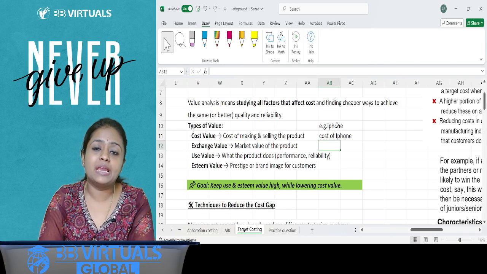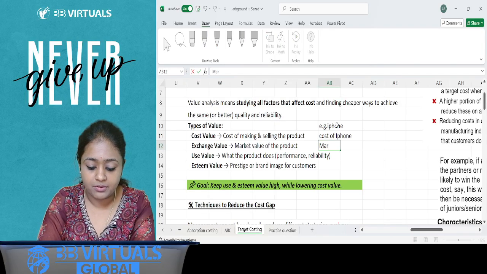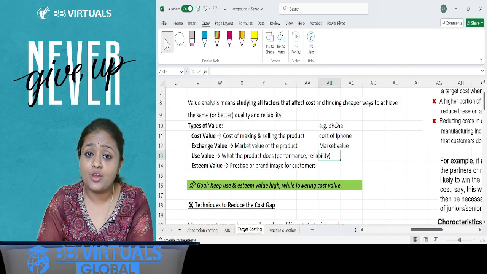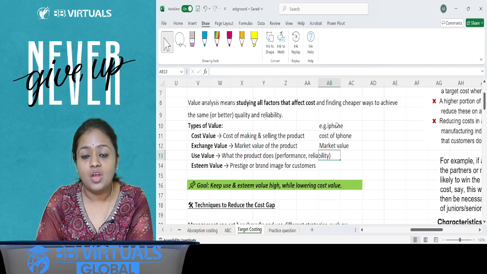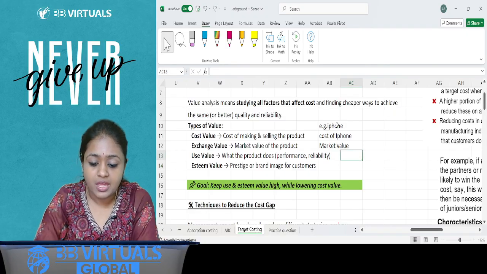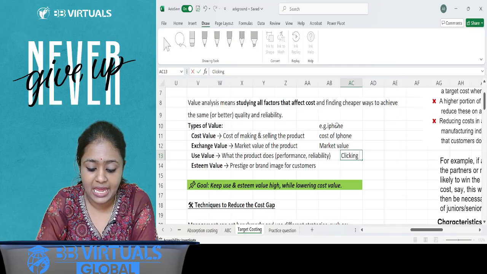Correct? What can be the exchange value? The market value. At what value you're going to sell it in the market. Right? I hope I'm clear. Third, what is the use value? See, what is the use that iPhone is going to serve? It will help you in clicking better photographs.